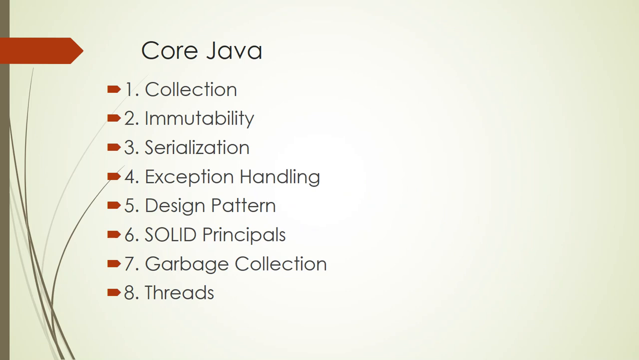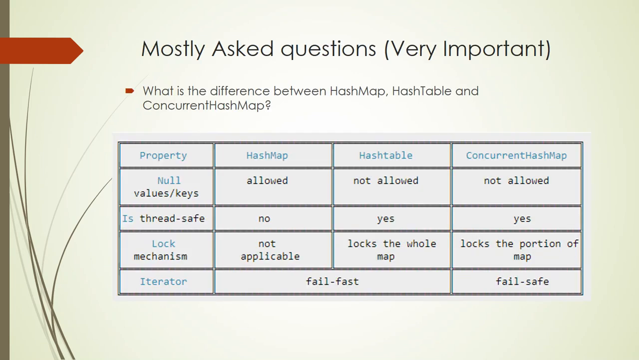So let's go one by one. In collections, the most important question which is asked is: what is the difference between HashMap, Hashtable, and ConcurrentHashMap? I have a table for all these. The major difference you can see here on the basis of property. HashMap allows a null key but not others. Talking about thread safety, HashMap is not thread safe but its performance is fast.